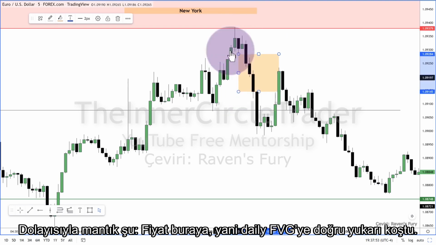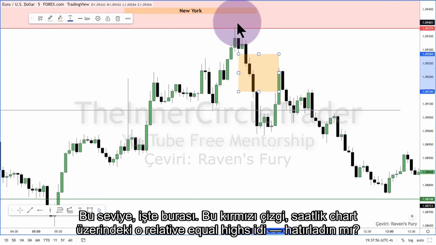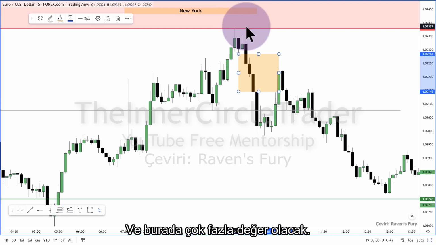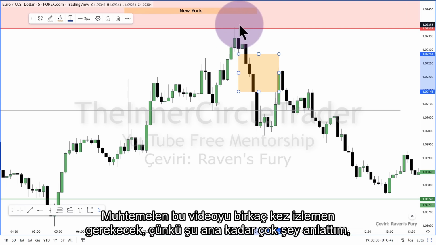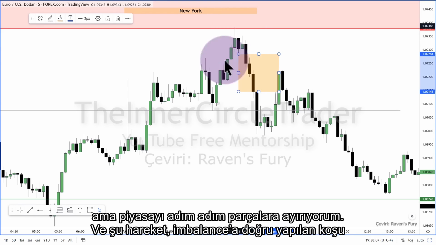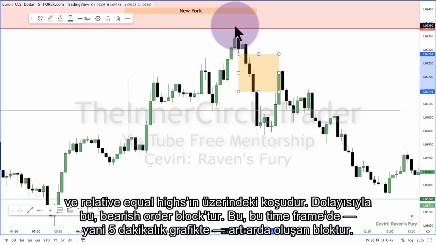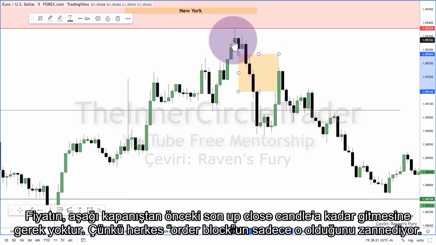So the logic is we ran up into this daily fair value gap. That's what this level is up here. This red line was those relative equal highs on the hourly chart. Remember that? And you're probably going to need to watch this video a few times because I've gone through a lot already. But I'm breaking down the market. And this run here is the run into that imbalance and above the relative equal highs. So this is the bearish order block. It's the consecutive run on this time frame, the 5-minute chart.